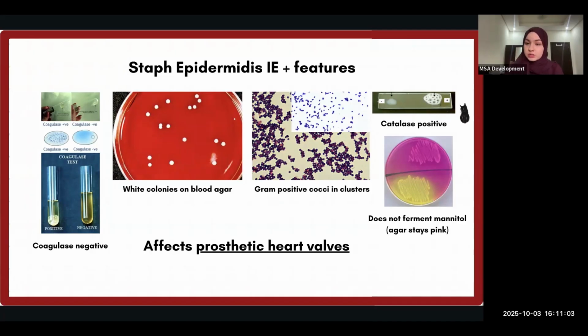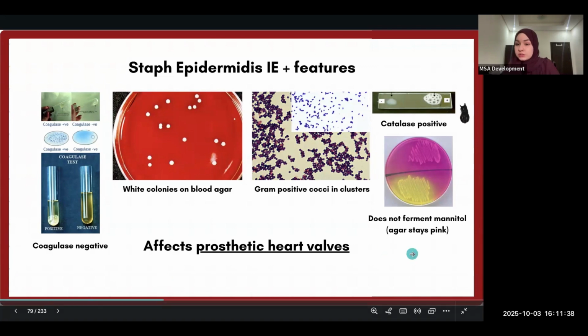Next, you have blood agar. Here it shows white colonies on blood agar. For the catalase test, it is also catalase positive, just like Staph aureus, so you cannot differentiate it based on the catalase test. For coagulase, it is coagulase negative. So this is different than Staph aureus. If you see coagulase negative and gram-positive cocci in clusters, you can say that this is Staph epidermidis. Actually, it could also be Staph saprophyticus, but anyways, this differentiates it from Staph aureus.